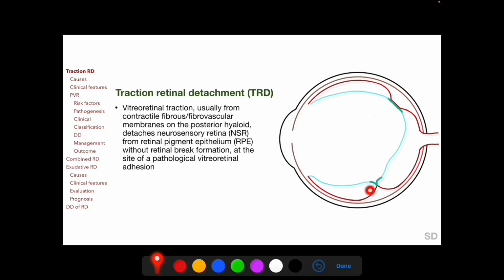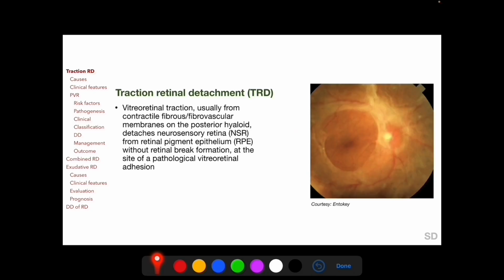This portion of the diagram shows a focal vitreoretinal adhesion which pulls the neurosensory retina in the shape of a tent, and this portion of the diagram shows a broad vitreoretinal adhesion which pulls the neurosensory retina in the shape of a tabletop. This color photograph shows TRD as seen typically in proliferative diabetic retinopathy due to fibrovascular proliferation, typically along the arcades.